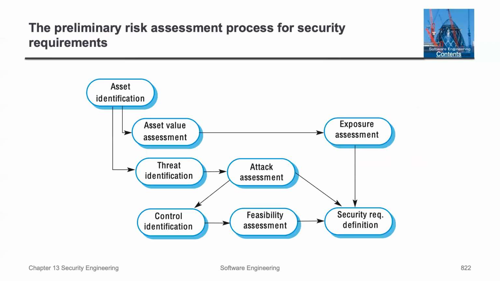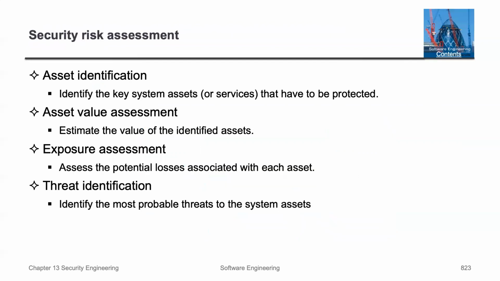So here's how a preliminary risk assessment process for security requirements could look. You start with the asset identification, you assess the value, and you look at the threat identification. And with the threat value, you then do an exposure assessment. And for this other piece, you do a threat identification, look at the attack potential and possible ways you can be controlling it, the feasibility assessment. And as a result, the attack assessment, the feasibility assessment, and the exposure assessment then define the rationale for the security requirement definition that you would use.